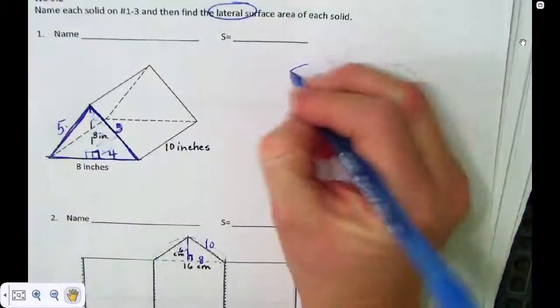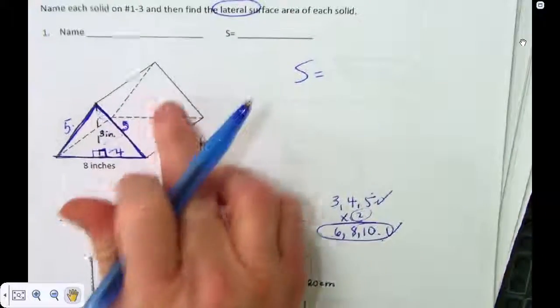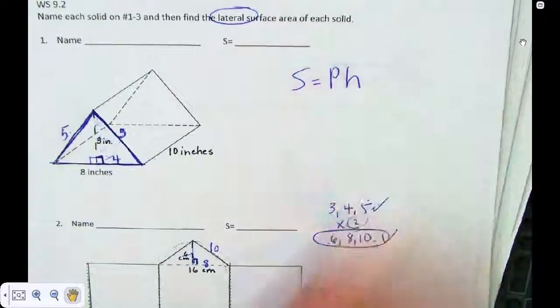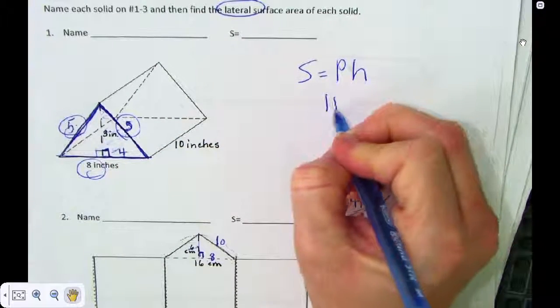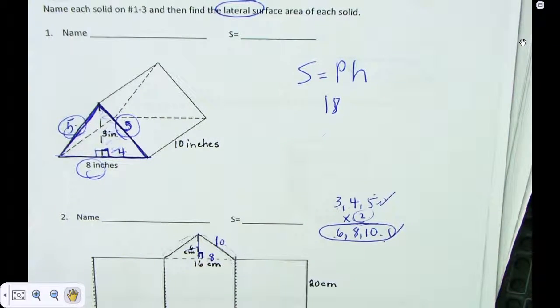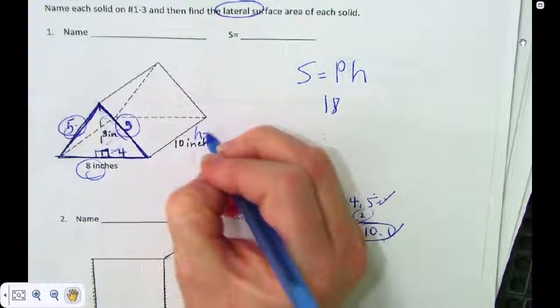Okay, guys, everybody look at 9.2 very quickly. This says lateral, so what is this? Triangular prism. What is the perimeter of this triangle? 18. Does everybody see where they got 18 from? 5, 5, and 8.